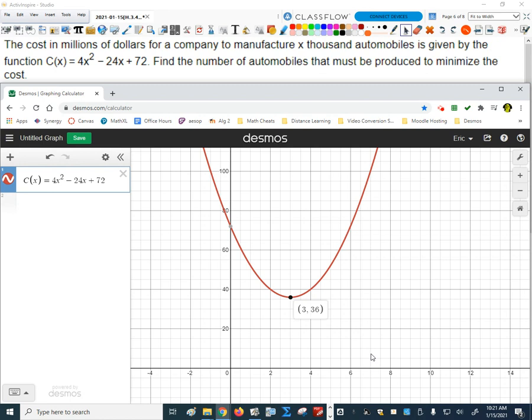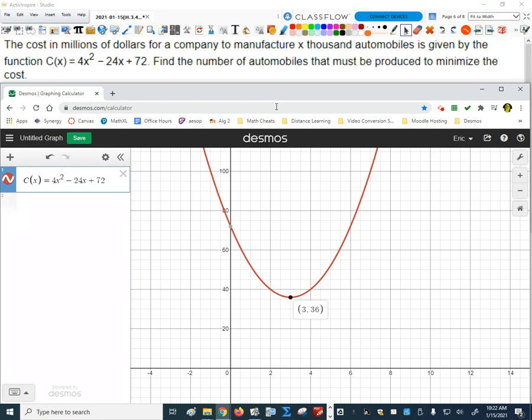Wouldn't it just be the lowest? Yeah, so give me the number then. What's the number of automobiles that's going to minimize the cost? 36. Well, that's the y coordinate, right? So that's the output. So it's 3, right? And we're measuring that in thousands of automobiles. So 3,000 automobiles, that's what that 3 stands for. That's my input, produces an output of $36 million of cost, right? Cost is in millions. That's the minimum I could get for this function.